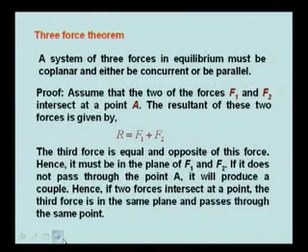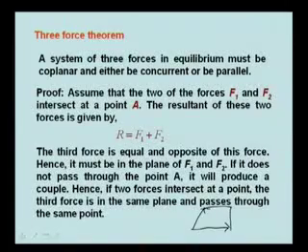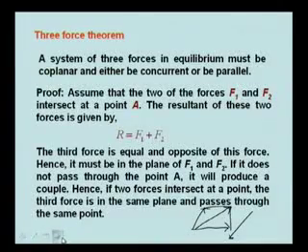Hence, if two forces intersect at a point, the third force passes through the same point. That means the third force should also intersect. Otherwise, if you have two forces and you take their resultant, and the third force is somewhere else, then it will produce a couple. Therefore, if the forces are non-parallel but in the same plane, then they must be concurrent.